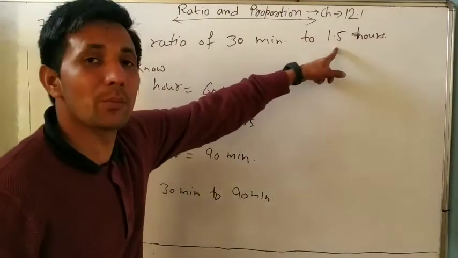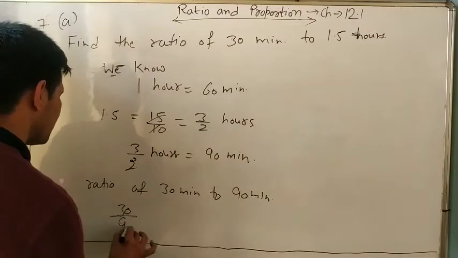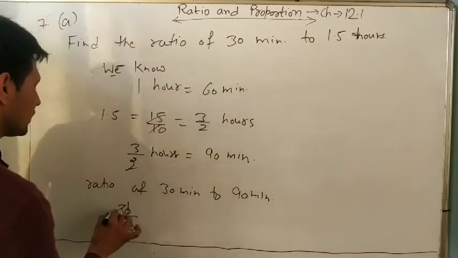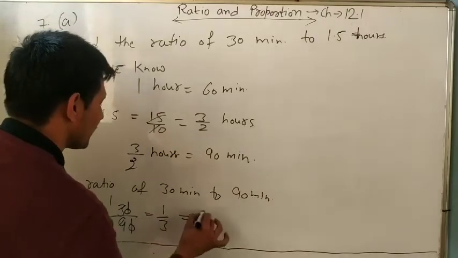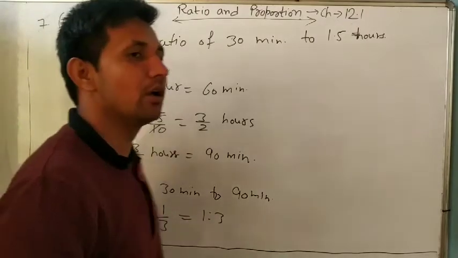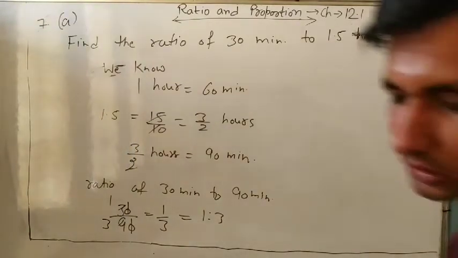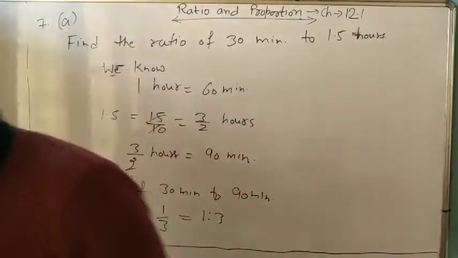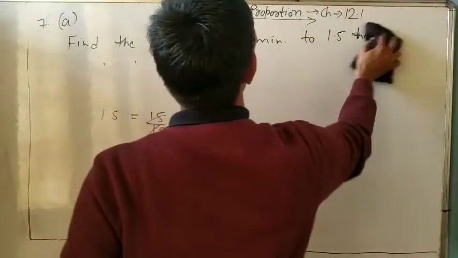Now we have changed 1.5 hours also into minutes. So 30 upon 90. 0 cancels 0. 3 1s are 3, 3 3s are 9. So what comes? 1 upon 3, and 1 upon 3 means 1 ratio 3. It comes 1 ratio 3. Understand? It is your answer. One more, the C part. You can check it for the C part.